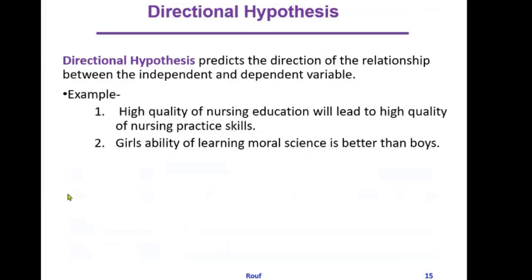Directional hypothesis. A directional hypothesis predicts the direction of the relationship between the independent and dependent variable. For example, high quality of nursing education will lead to high quality of nursing practice skill. Here, high quality of nursing education is directed to nursing practice skill. High quality of nursing education is the independent variable and nursing practice skill is the dependent variable. Second, girls' ability of learning moral science is better than the boys'.